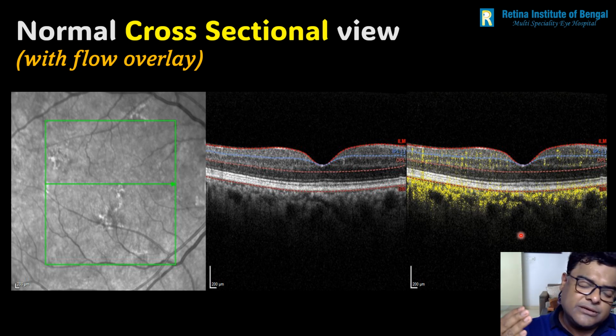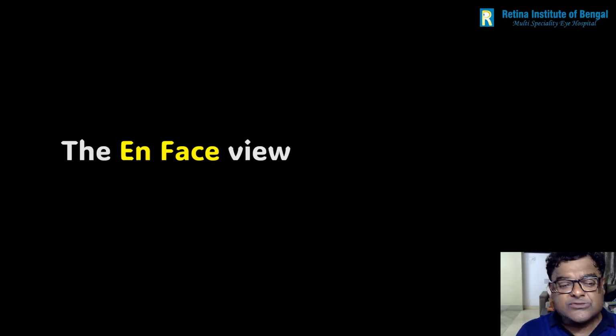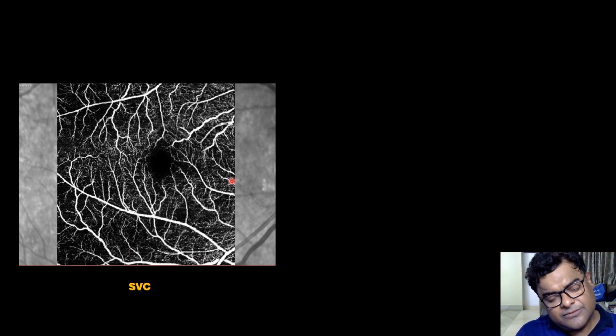how they are distributed, because we are not habituated to seeing a B scan and imagining how the blood vessels are distributed. The actual view which we are habituated to seeing is what we call the en-face view. The en-face view is very much like the image that we see on FFA. So there you have this beautiful view of the superficial vascular complex. This is a normal image of the superficial vascular complex.